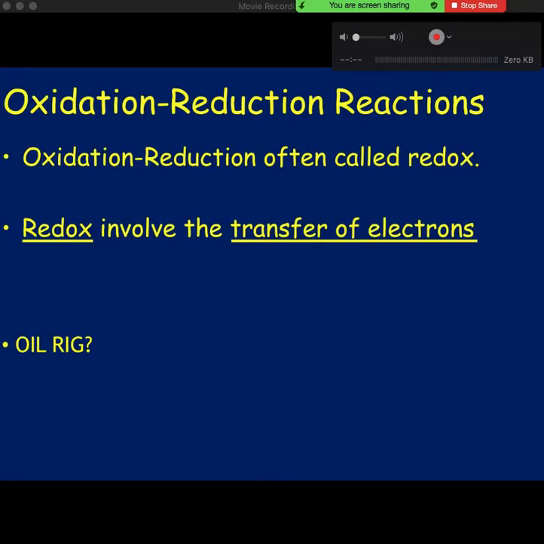So oxidation reduction can be shortened to redox, so you might see that when you read certain books. What redox involves is the transfer of electrons. Not all equations will be a redox equation, and when we move further into this, you'll have ways to work it out and recognize whether this is a redox equation or not.